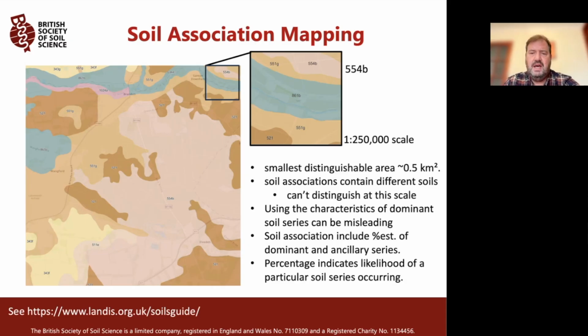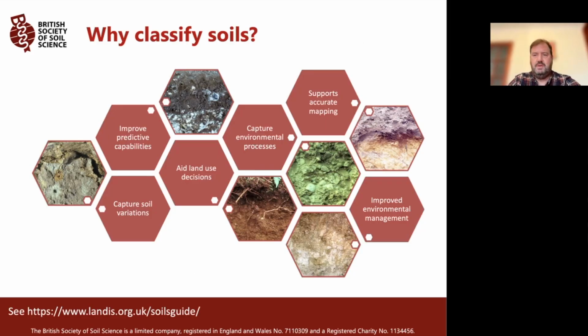on the ground. And the soil association also then contains the estimated percentage likelihood of any of the soil types that occur together being present at any given point. So you'll see the soil associations have a group of soil series, each with a percentage associated with it.